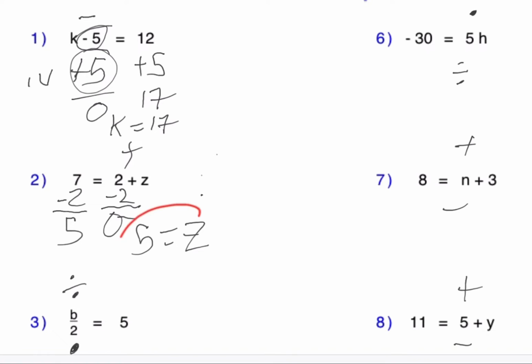Okay? Perfect. And we're going to come over here, cross out z, and put in 5 to see if that's the truth. 5 plus 2 equals 7. So, yep, our answer is correct.